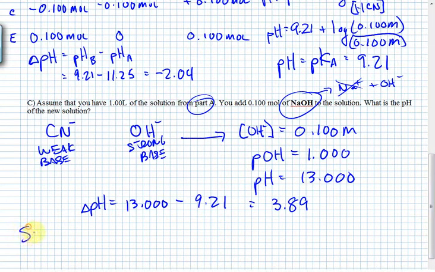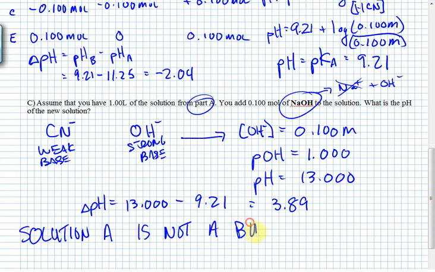Solution A is not a buffer. In this case, solution A only contains the base, cyanide. In question number 1, which I hope you looked at before looking at this one, the solution that we started with was the solution of only the acid, hydrocyanic acid. In order to have a buffer, you've got to have both the acid and the conjugate base. So parts B and C of both of these problems demonstrate what happens when you do not have a buffer present.